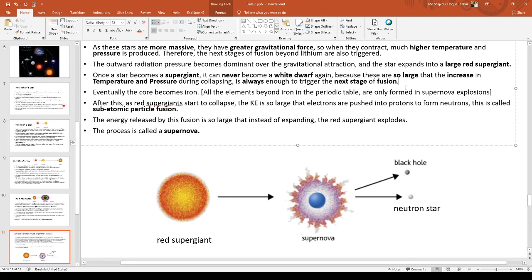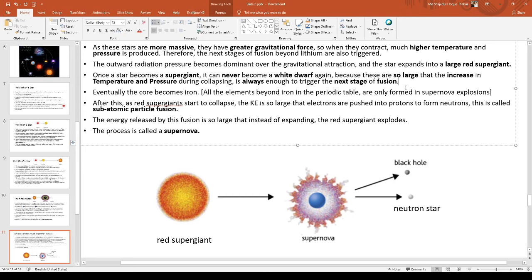So the core continuously causes one fusion, which produces another element. Then when this fuel runs out, the core starts to collapse, and then another fusion starts occurring. Then the next element is produced. Then the star again contracts. Then the next element is produced.